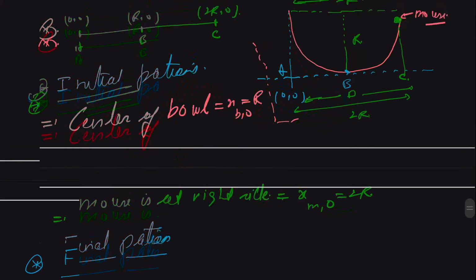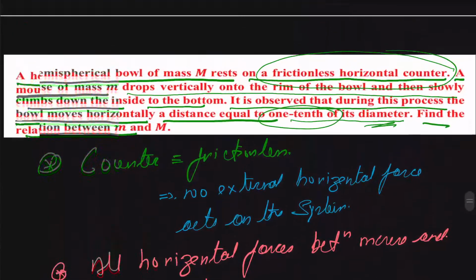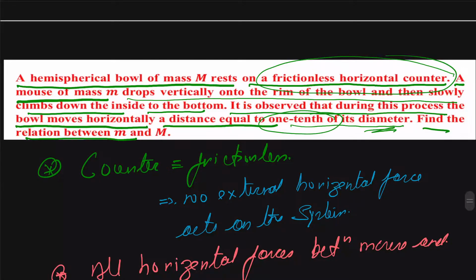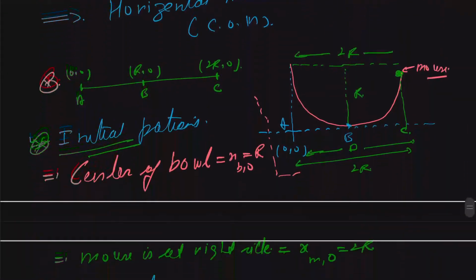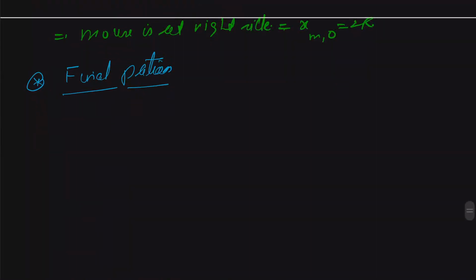And for the final position, in the question it is given to us that the bowl moves horizontally a distance of 1/10 of its diameter. So let us draw the initial position first. Initially we were having this A, and this was our B, and this was our C. So this is 0, 0, and this is our r, 0, and we are having this as our 2r, 0.